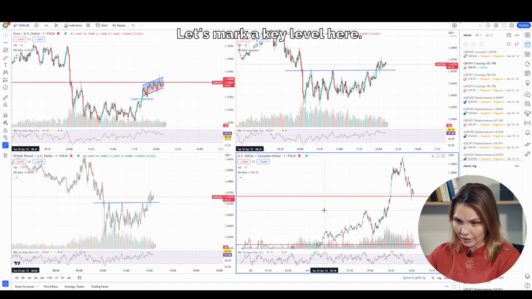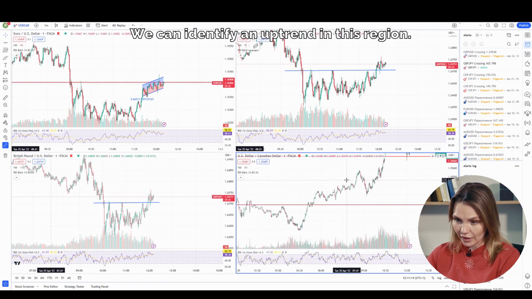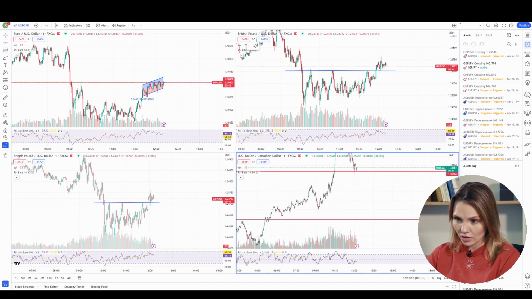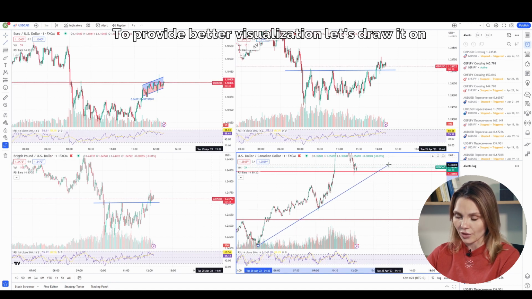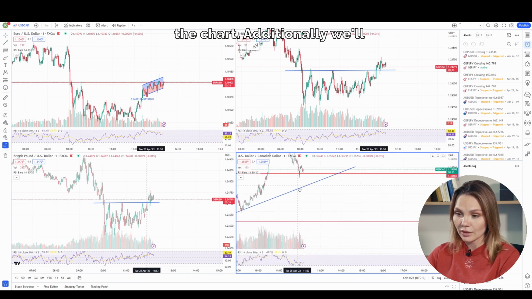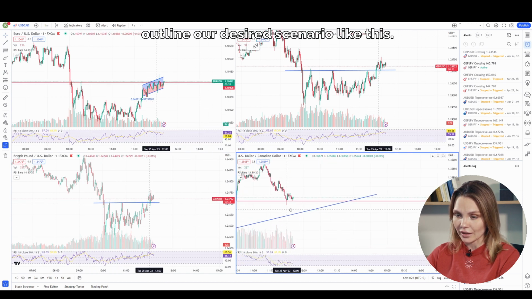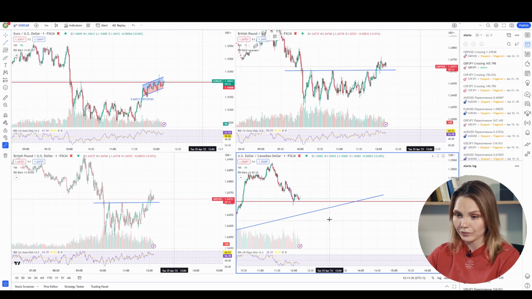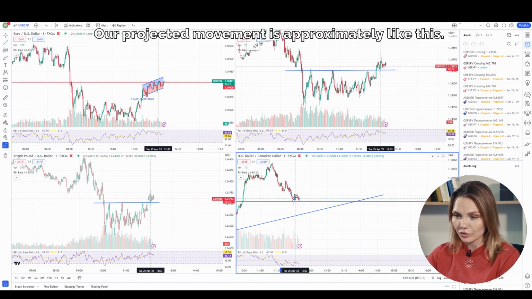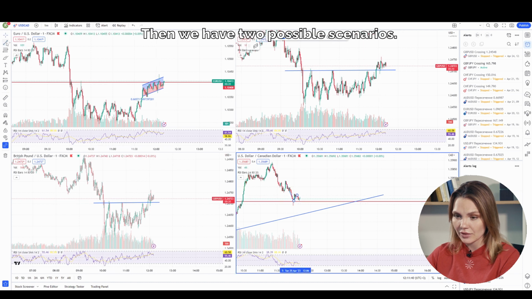Let's mark a key level here. We can identify an uptrend in this region. To provide better visualization, let's draw it on the chart. Additionally, we'll outline our desired scenario like this. A potential double bottom pattern. Our projected movement is approximately like this.